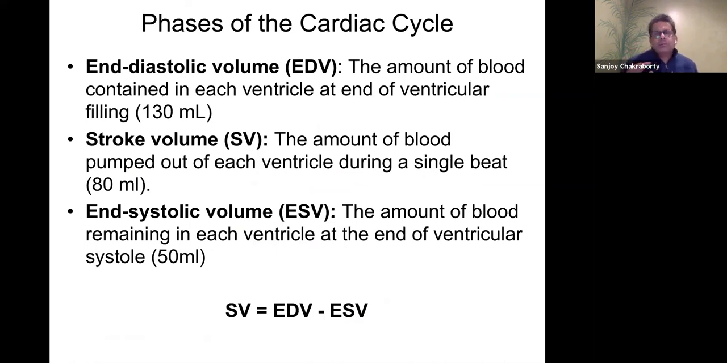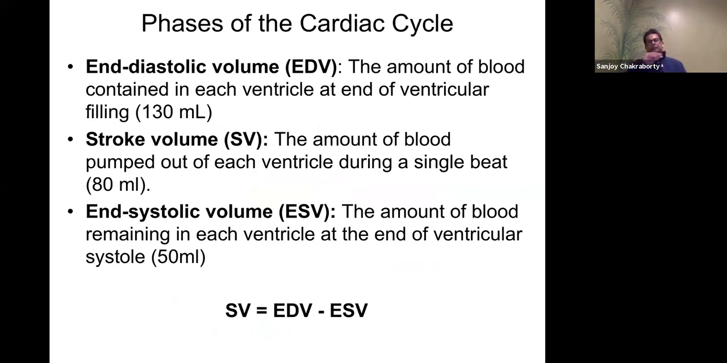They can hold approximately 130 ml of blood. So you had 130 ml of blood, you pump 80 ml out. So the remaining volume, the blood that remained after the systole, which is approximately 50 ml, 130 minus 80 is 50, is called end systolic volume, ESV, meaning the amount of blood remaining in the ventricle at the end of ventricular systole. So there are three things to understand here.